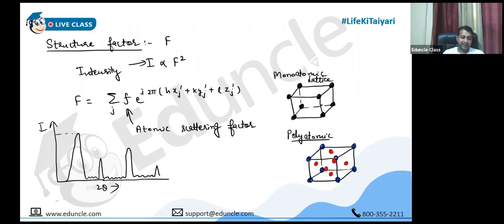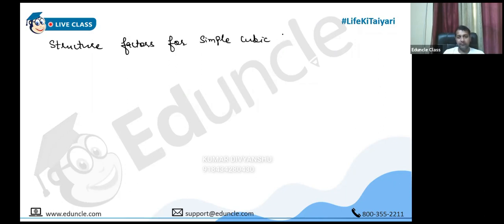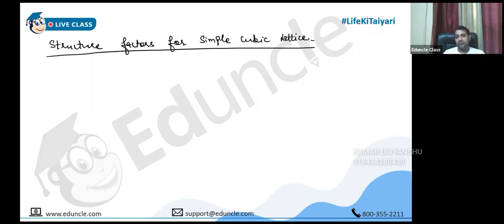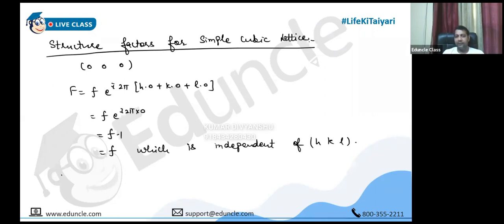Now, structure factors for simple cubic. Now, what are the X, Y, Z values for simple cubic? It is 0, 0, 0. So you have to put this 0, 0, 0 in the expression that we have written. H into 0, K into 0, L into 0. So it will be 0, and e raised to power 0 is 1. And you can see it is independent of HKL, which means all the planes are equivalent. Means in simple cubic, all reflections are present.